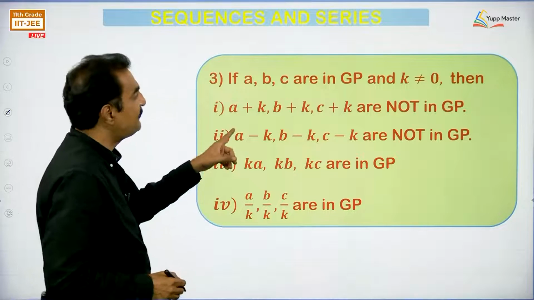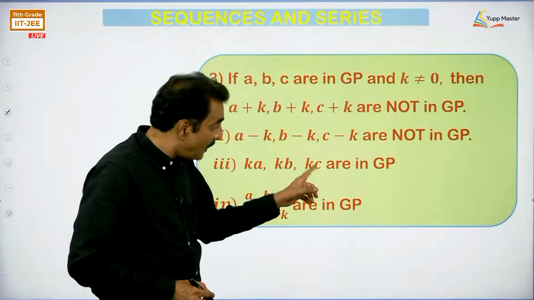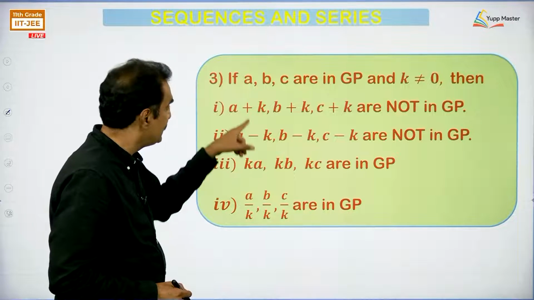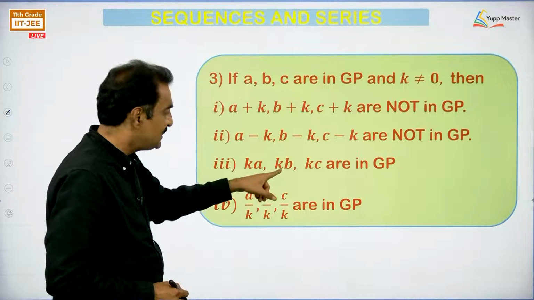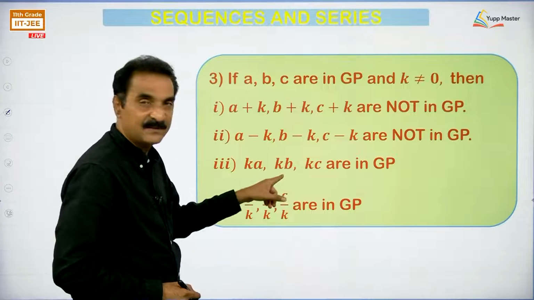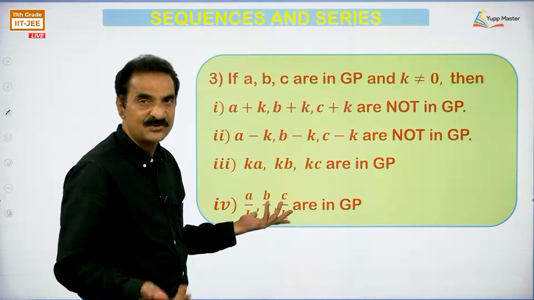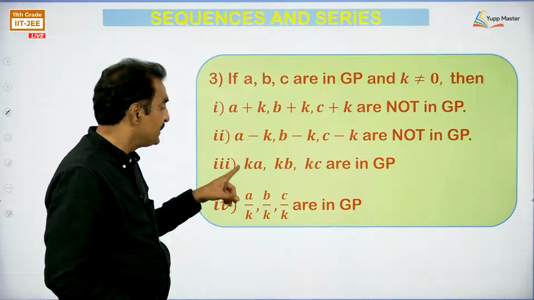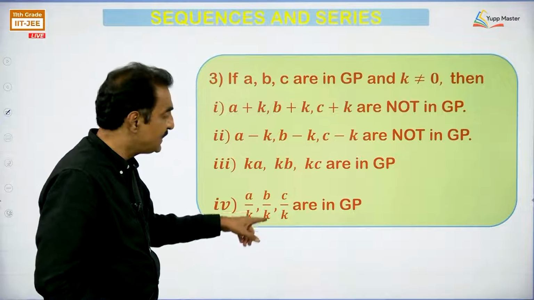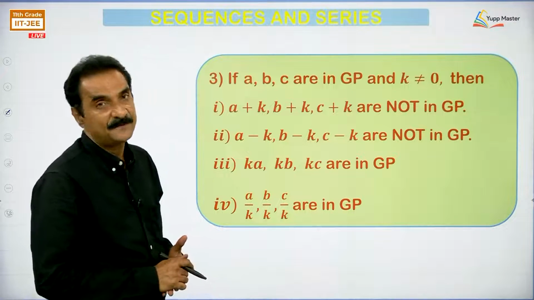Now, multiplying every number by k, ka, kb, kc are in GP, because the ratio remains same. Here B by A is equal to C by B. If you divide second term by first term, you are getting B by A. If you divide third term by second term, you are getting C by B. Both are equal. Common ratio is also same. Similarly, if you divide every number by a fixed number k, A by k, B by k, C by k are in GP. Okay. These are the properties of GP.